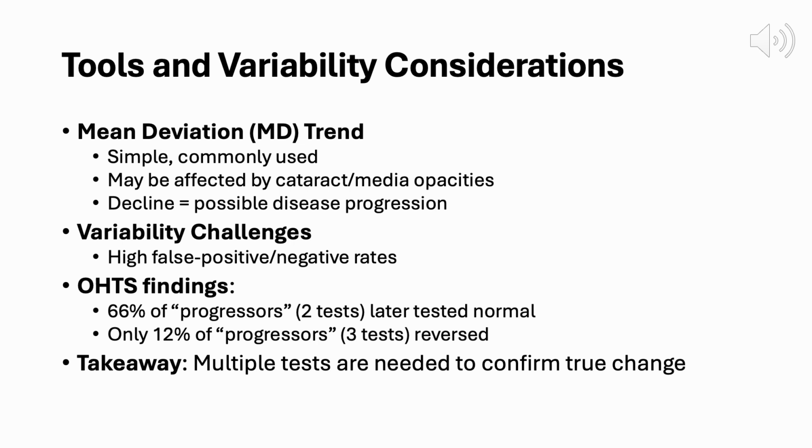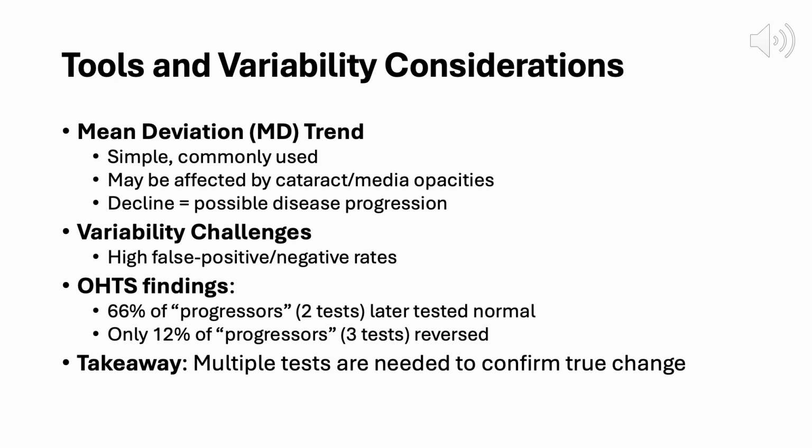One common tool for tracking progression is the mean deviation trend. It's simple and widely used, but it can be affected by cataracts or other media opacities. A decline may suggest disease worsening. However, variability is a major challenge. False positives and negatives are common.